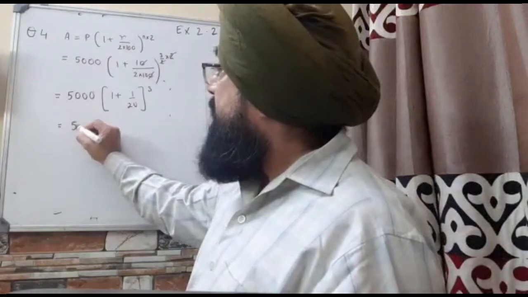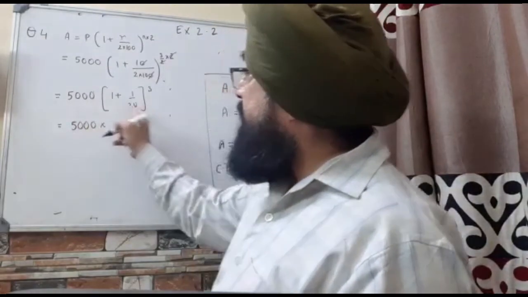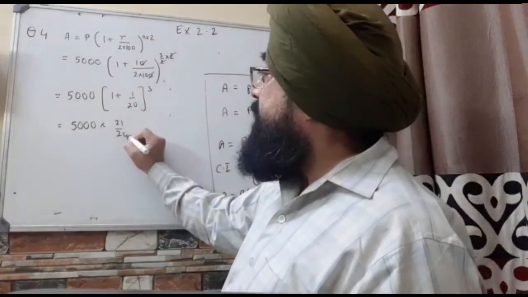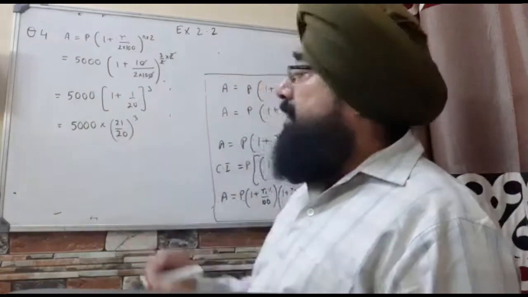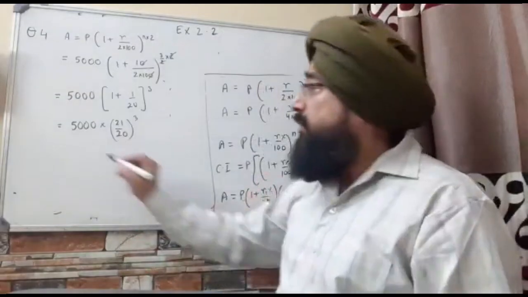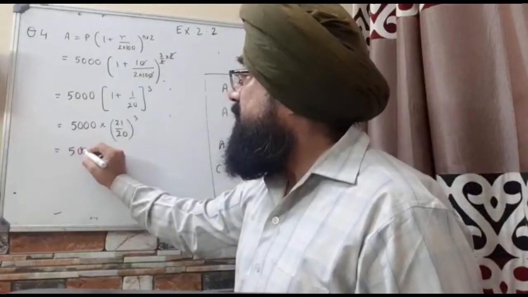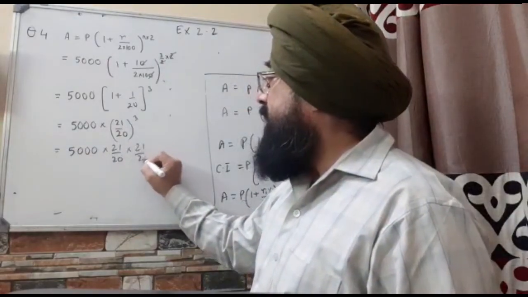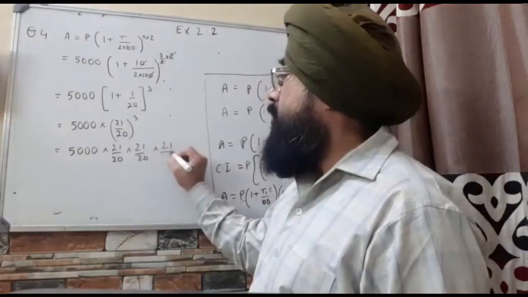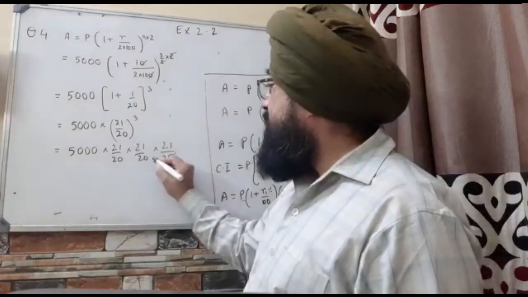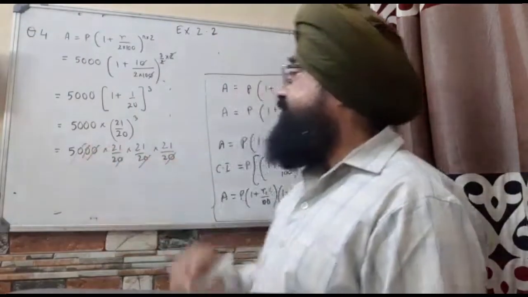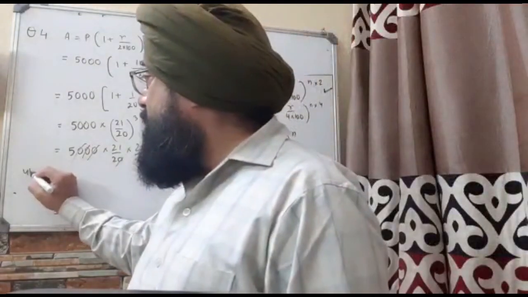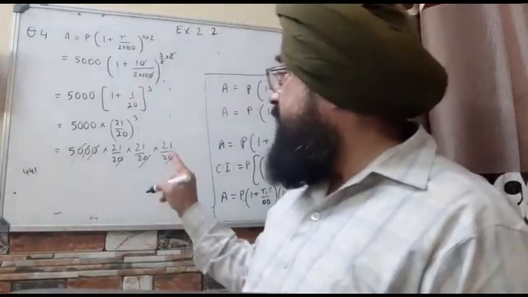That is 5,000 into, you can take LCM inside, 20 plus 1, that is 21 upon 20, whole power 3. And this is quite solvable. You can easily solve it. 5,000 into 21 upon 20 into 21 upon 20 into 21 upon 20. So you can see that 3 zeros at least go off. And 21 into 21 is 441. 441 into 5.